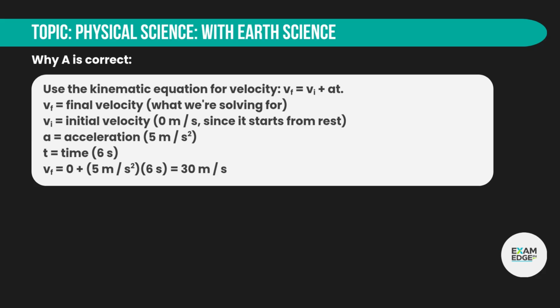Why A is correct? Use the kinematic equation for velocity. Vf equals Vi plus at. Vf equals final velocity, what we're solving for. Vi equals initial velocity, 0 meters per second, since it starts from rest. a equals acceleration, 5 meters per second squared. t equals time, 6 seconds. Vf equals 0 plus 5 meters per second squared times 6 seconds, equals 30 meters per second.